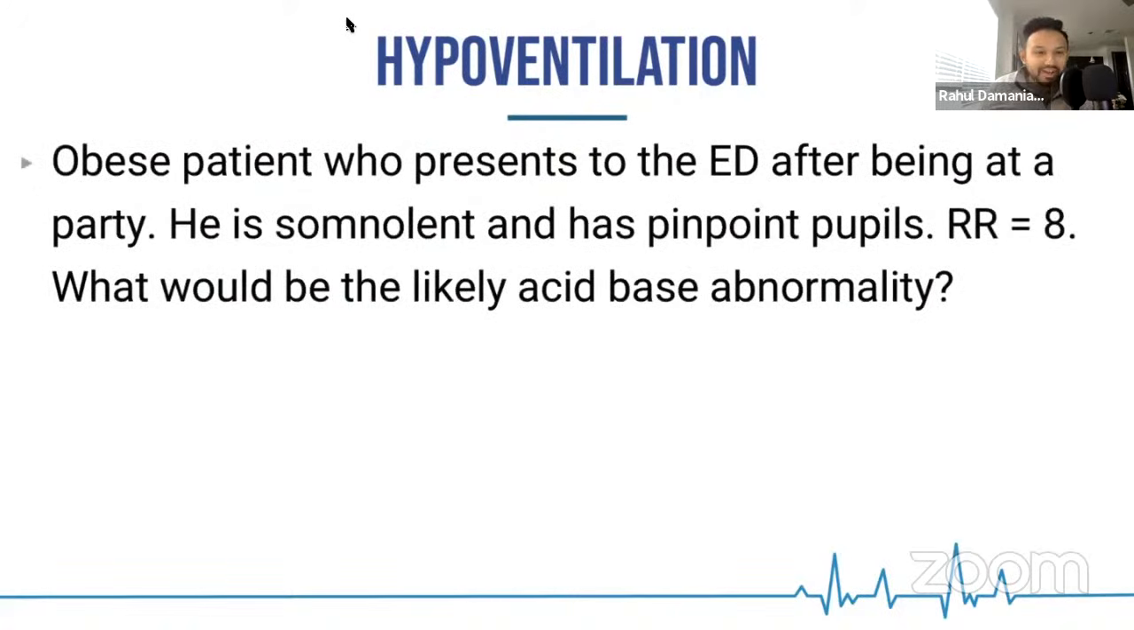So let's go ahead and go through a USMLE question. You have an obese patient who presents to the emergency department after being at a party. He is somnolent and has pinpoint pupils. His respiratory rate is 8. What would be the most likely acid-base abnormality? So with pinpoint pupils, as well as a low respiratory rate, you are going to be thinking of opioid intoxication.